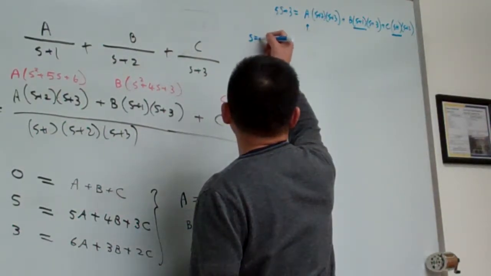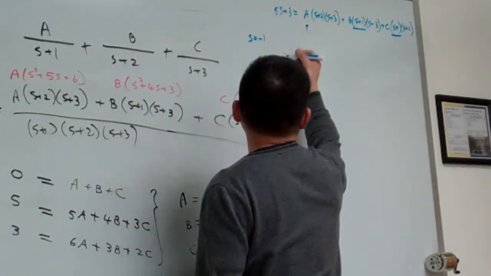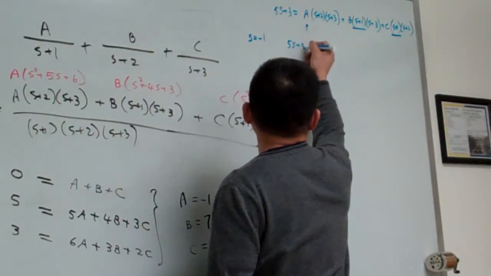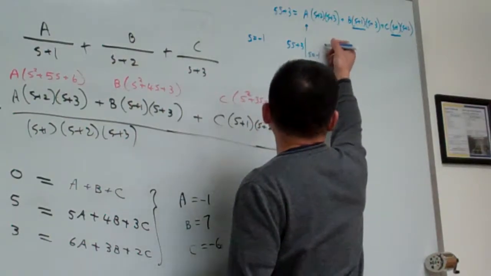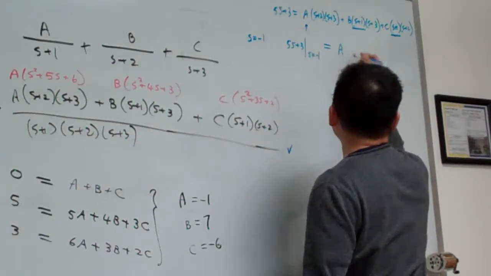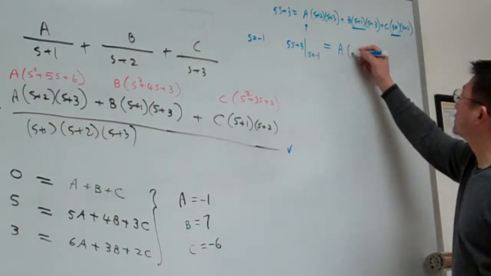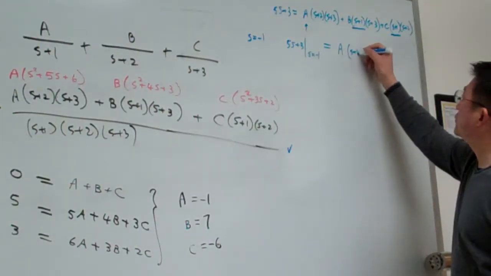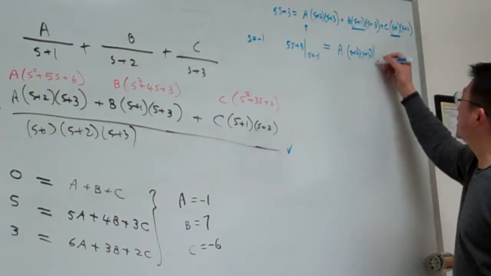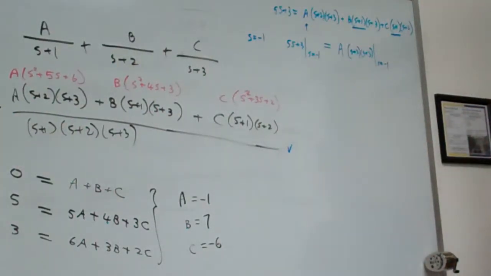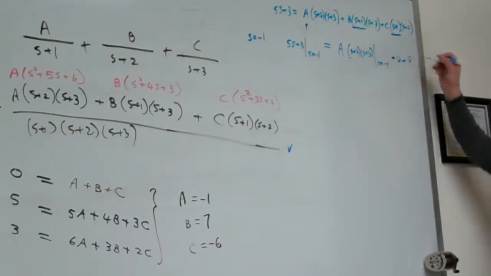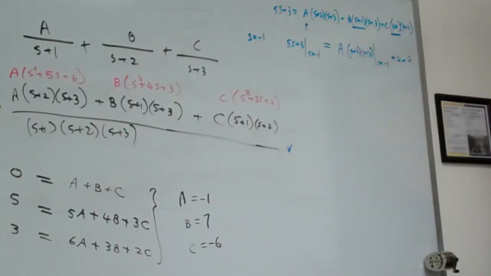So which means, look at here, using s equal to minus 1, then 5s plus 3 at s equal to minus 1 will be equal to A times (s plus 2) and (s plus 3) at s equal to minus 1. That's it. The other two terms become 0. Are we okay? Okay.